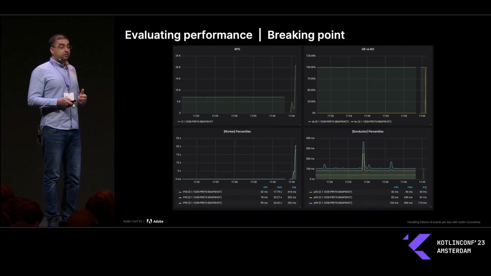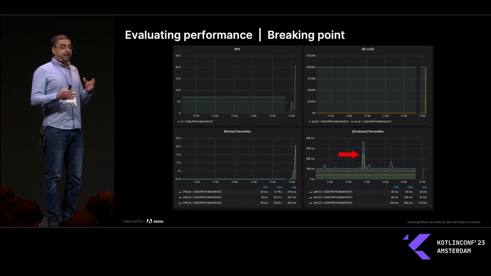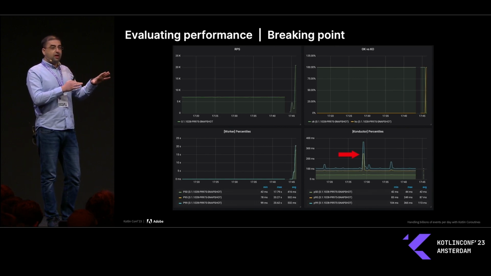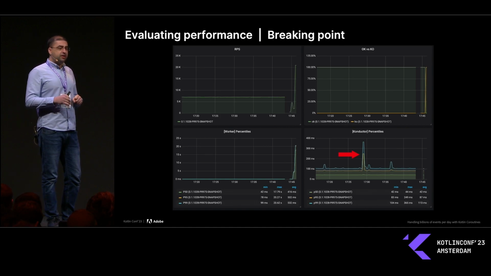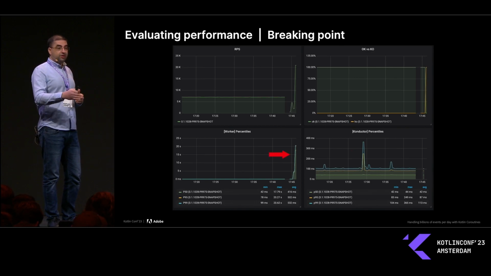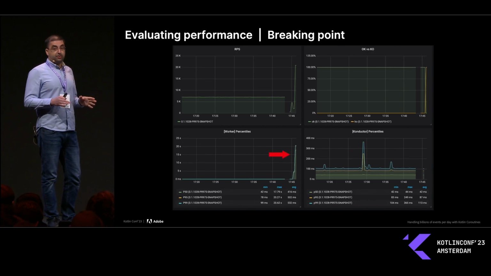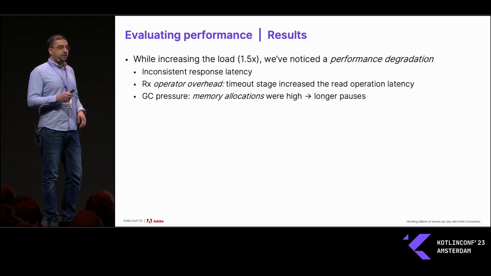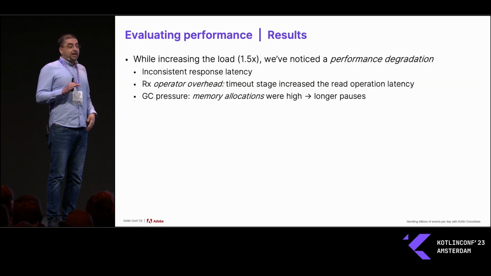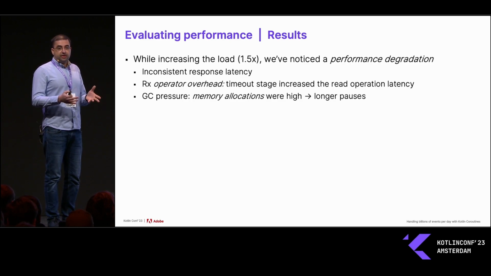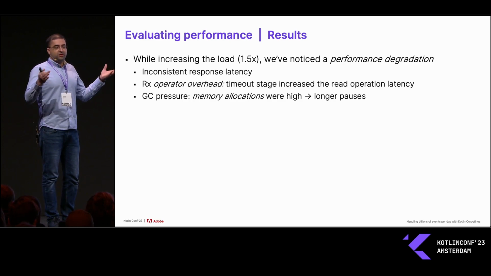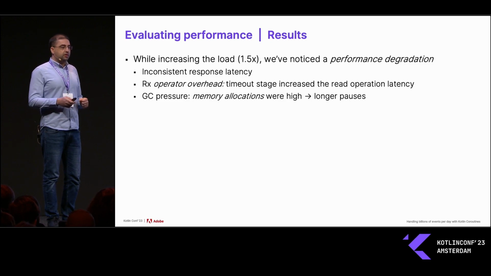And somehow, to our surprise, we've reached that breaking point quite early. So although we were targeting to have 1.5 to 2x throughput from the new application, already at 1.5x, we could see how the response latency was inconsistent at times. And going beyond 1.5x, the application stopped responding altogether. That wasn't great. So we clearly had a performance degradation as load increases. And that's somehow expected, right?